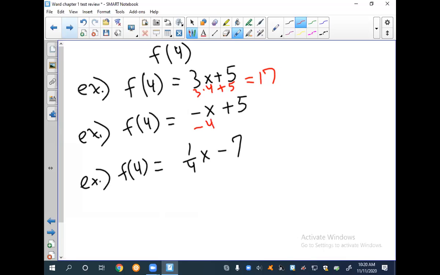All right, so we did 4 on all of them this time. So we got negative 4 plus a 5. What's a negative 4 plus a 5 give you? 1. Boom. You're done. What am I going to put in place of the x on this last one? 4. That's 1/4 times 4. 4 divided by 4 is 1, minus the 7, which gives you a negative 6.